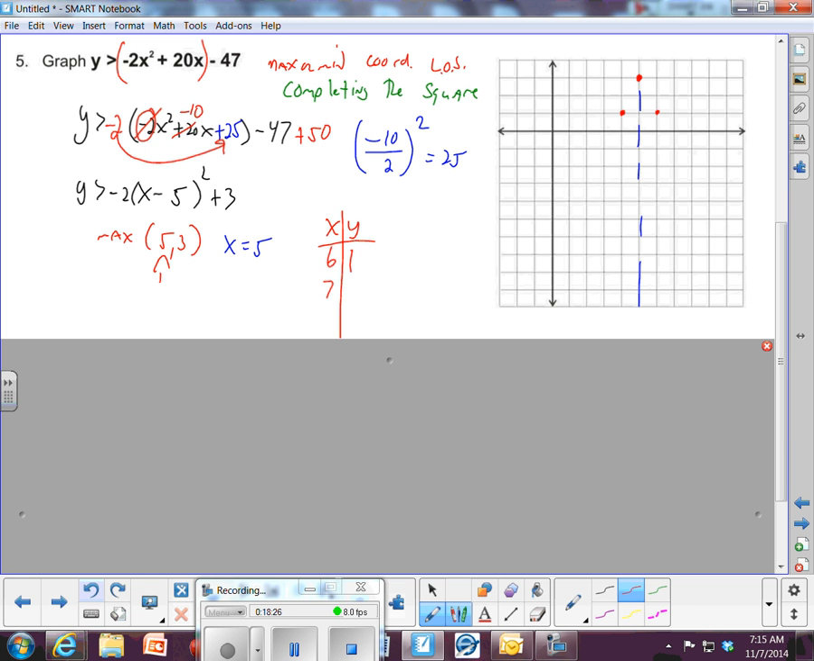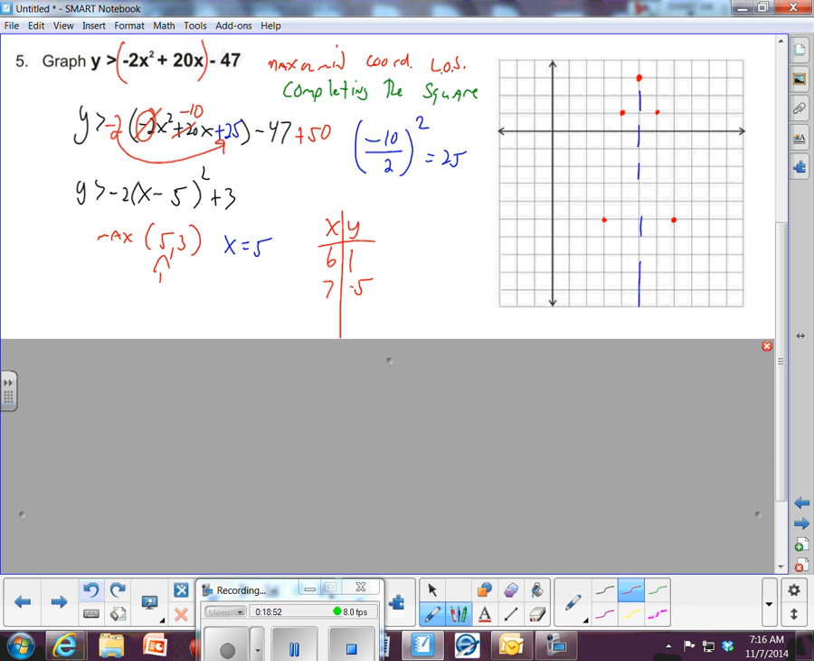I'm going to go 7. Put a 7 where the variable is. 7 minus 5 is 2. 2 squared is 4. 4 times negative 2 is negative 8. Negative 8 plus 3 is a negative 5. That's the point 7, negative 5. 1, 2, 3, 4, 5. I'm 2 to the right of the line of symmetry. I'm going to go 2 to the left. That's enough.